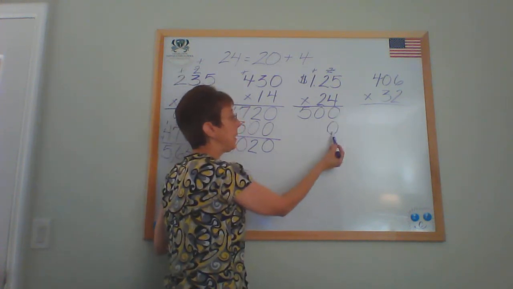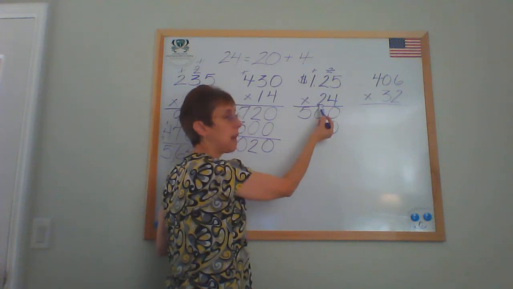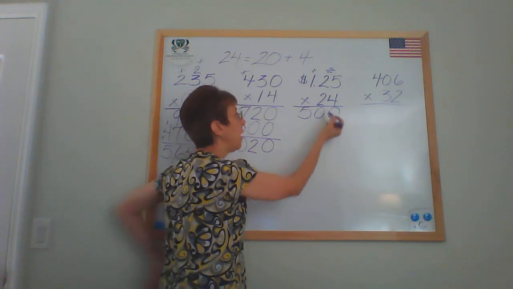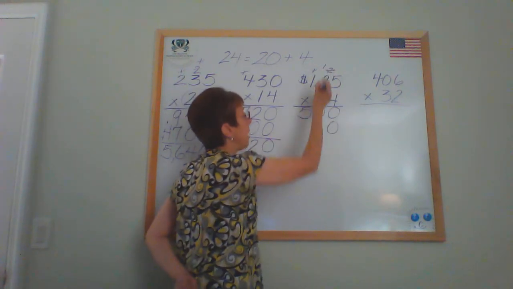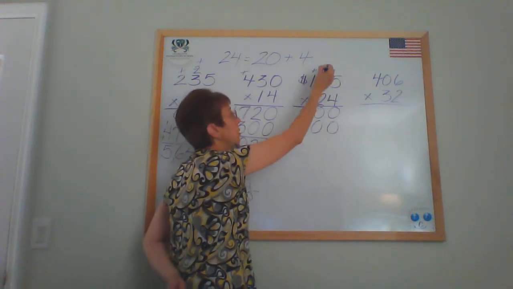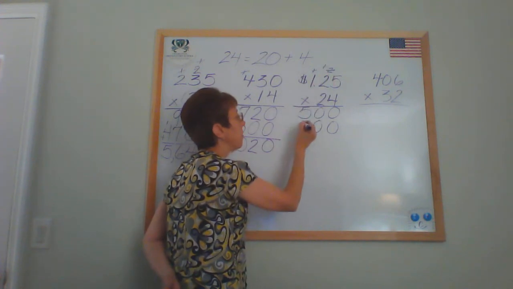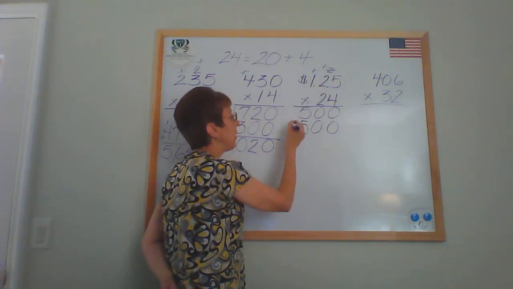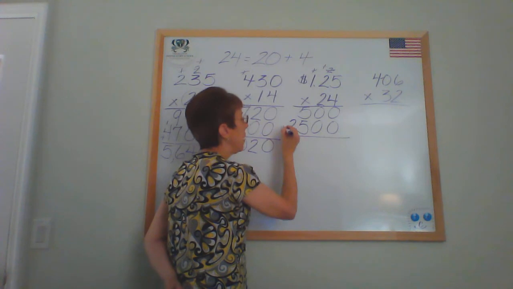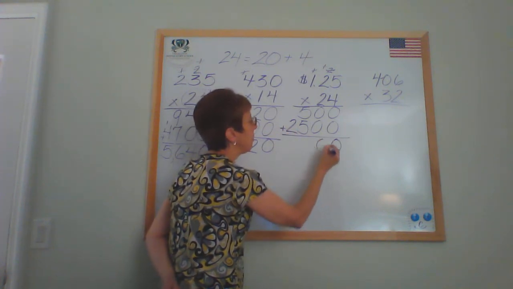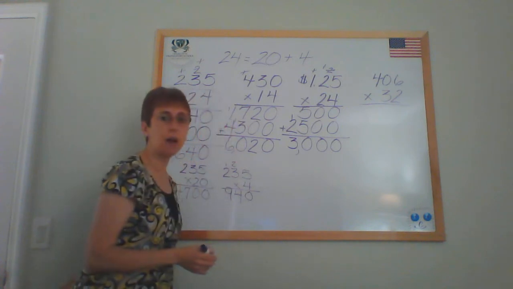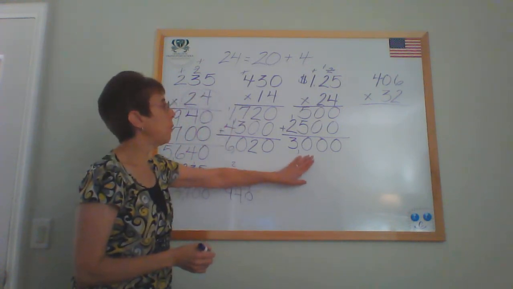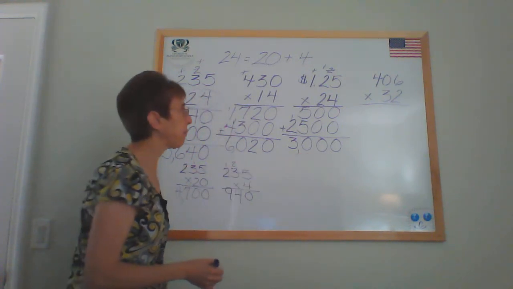Okay, so now I place my 0 to hold the place because again, this 2 actually means 20. And then it's 2 times 5 equals 10, put down the 0. Carry over the 1. 2 times 2 equals 4, plus that 1 equals 5. And then 2 times 1 equals 2. And then you add it together. And your total here is 3,000. Okay? You have a product of 3,000.